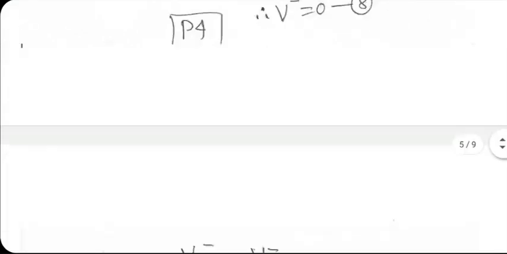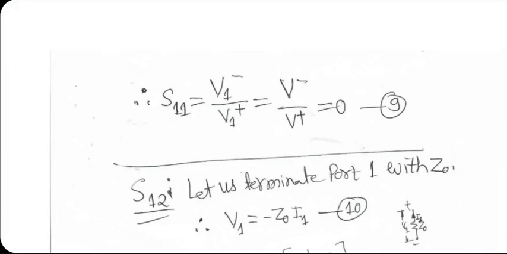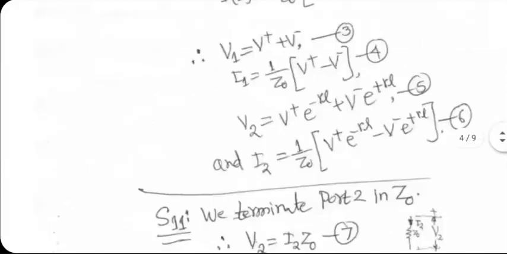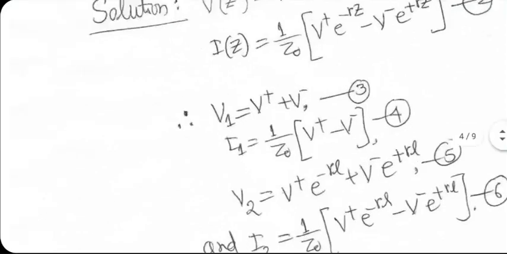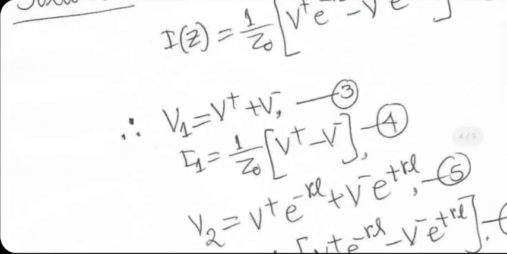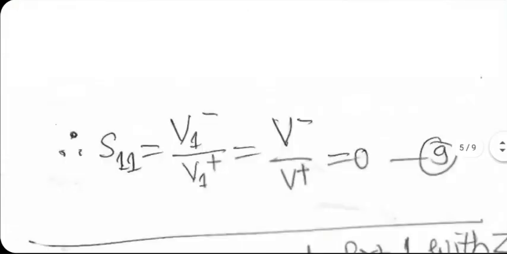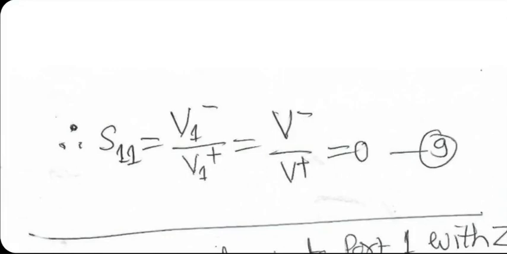Once that is known, S11 is supposed to be V1 minus upon V1 plus. And V1 minus, you can look at it. What is the reflected component of V1? It is the second part on the right hand side of equation 3. So the reflected component is V minus actually in this case. So S11 turns out to be 0. Interesting result.